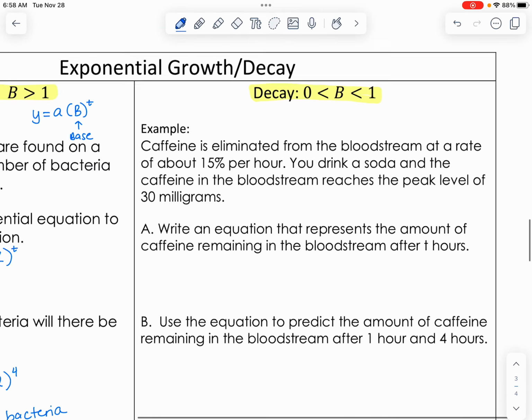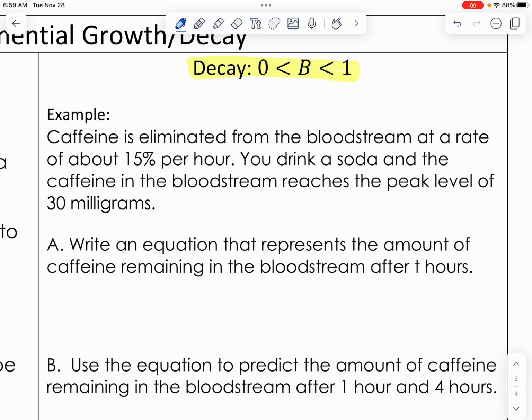All right, now for decay, decay could also give you a base, but more often it's going to give you the rate of decrease. So in this one, we will usually use this formula, y equals a times 1 minus r to the t, where all the variables are the same as before, but we're just doing 1 minus instead of plus since it is decay.